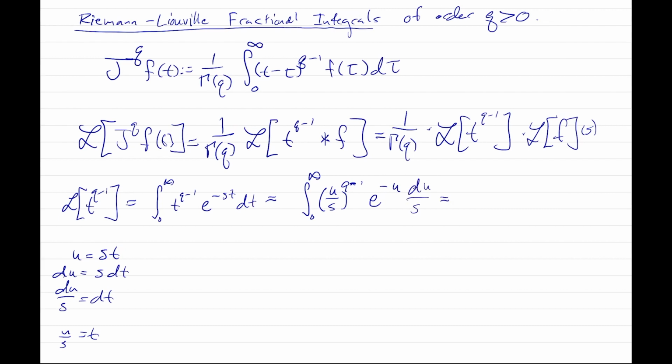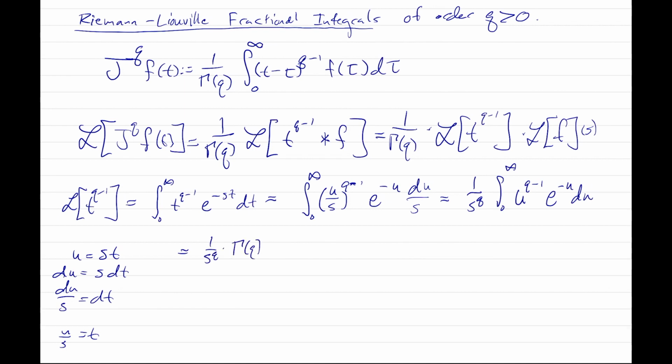All right, so now we're going to have a whole bunch of things popping out, and ultimately we get 1 over s to the q. s is constant with respect to u, so we can pull it out. And now we have the integral from 0 to infinity of u to the q minus 1 times e to the minus u du. And what do you know? That is exactly the gamma function at q. So we get 1 over s to the q times gamma at q.